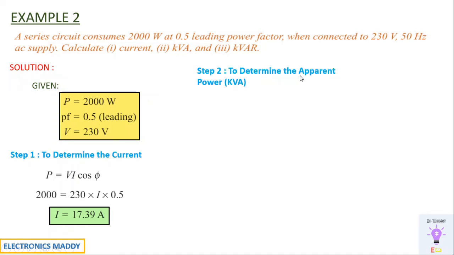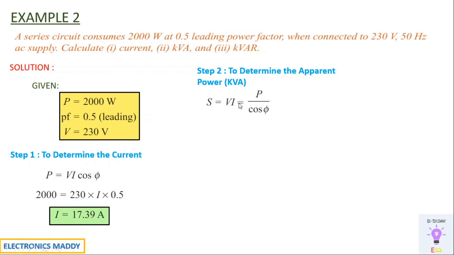Step 2, to determine the apparent power. Active power is represented in watts, reactive power is represented as kVAR, and apparent power is represented as kVA. So why is it kVA? Why is it volt ampere? S is equal to V into I, the product of voltage and current units, that is volt ampere. That is the reason why it is represented in this particular fashion. So S is equal to V into I.